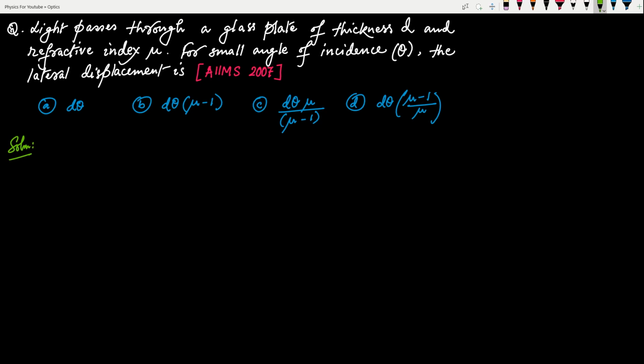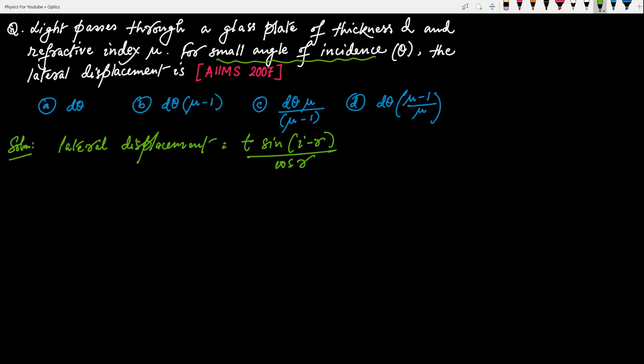So let's see. We know that the formula for lateral displacement is thickness multiplied by sine of (I minus r) divided by cos r, isn't it? You need to remember this formula. But in this question, a condition is given, that is the small angle of incidence. It says that the angle of incidence is theta, which is very small. So how to deal with that?